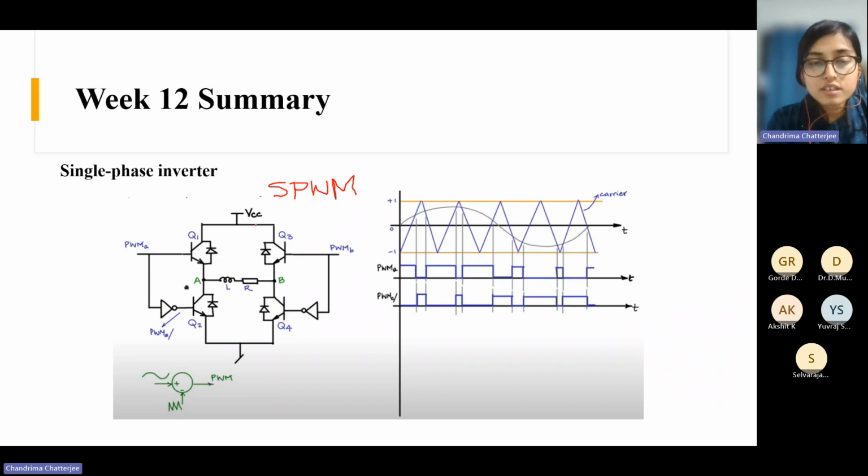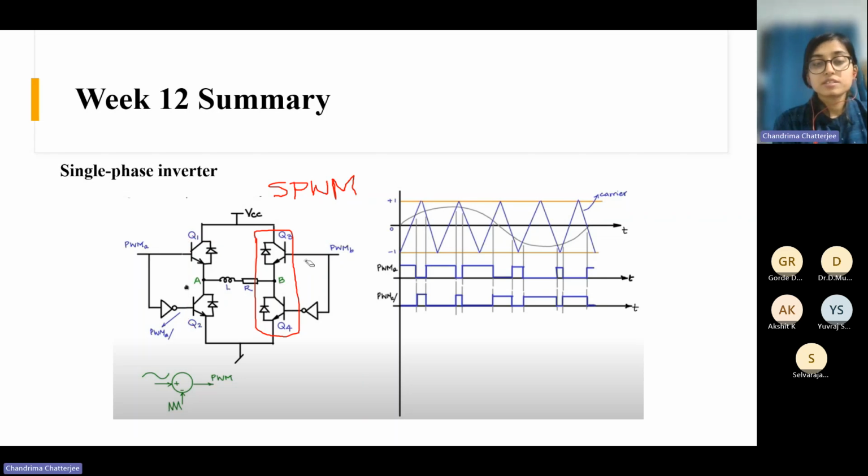So suppose we have this kind of circuit. This is a single phase inverter where we have two half bridges. This portion is one half bridge, and this is another half bridge. So this is a full bridge circuit, and this is a single phase inverter.